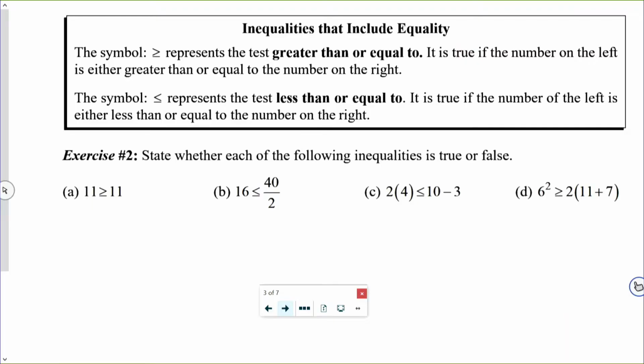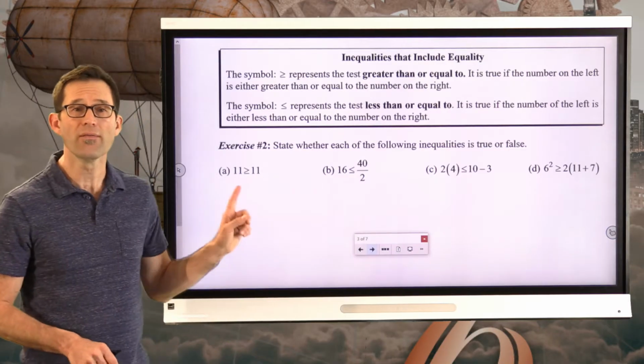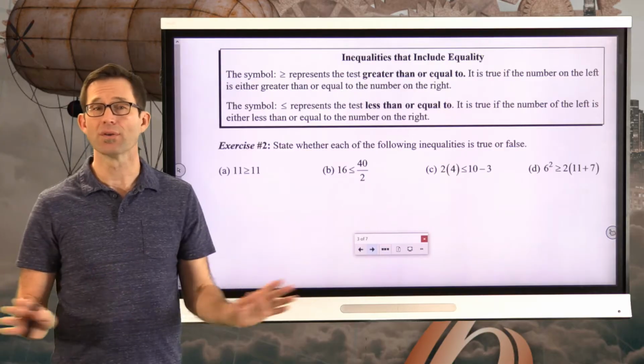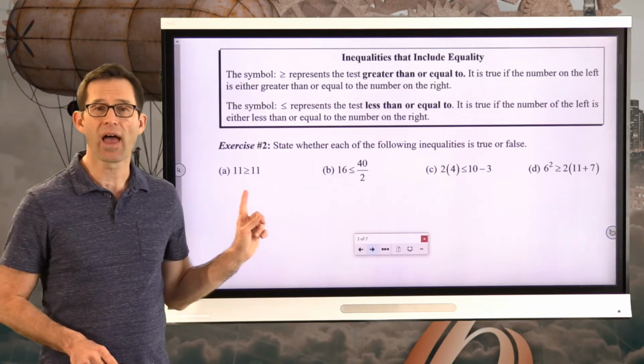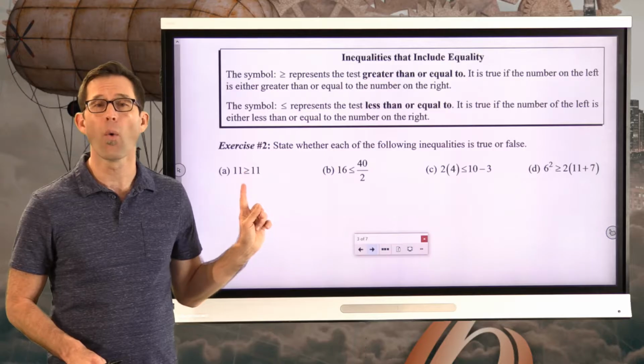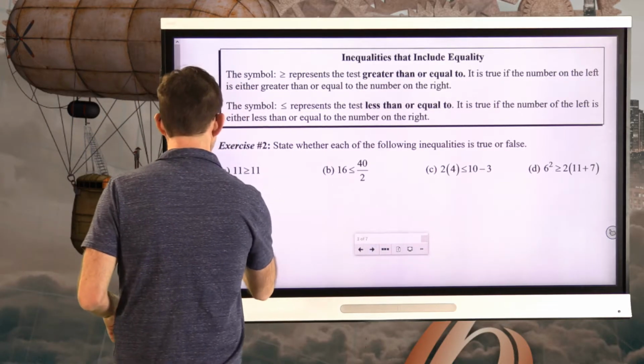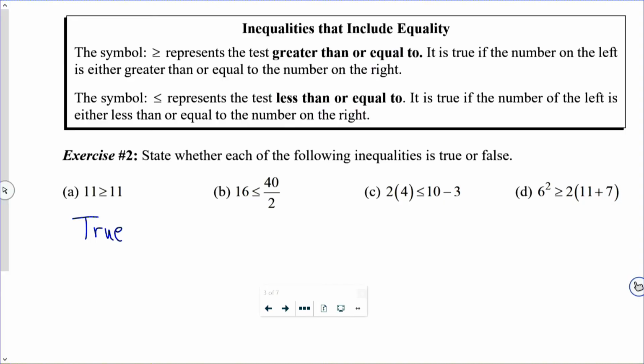Exercise number 2. State whether each of the following inequalities is true or false. All right. Well, if this said 11 is greater than 11, we would say false, totally false. But this actually says 11 is greater than or equal to 11, and that's true. And it's true because 11 is equal to 11.